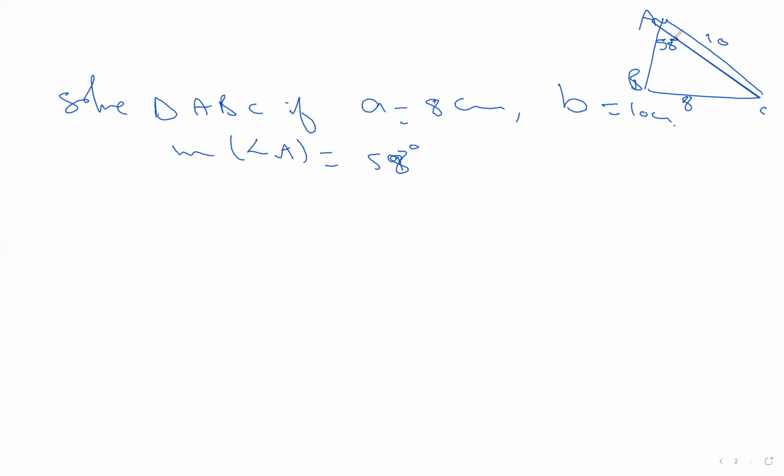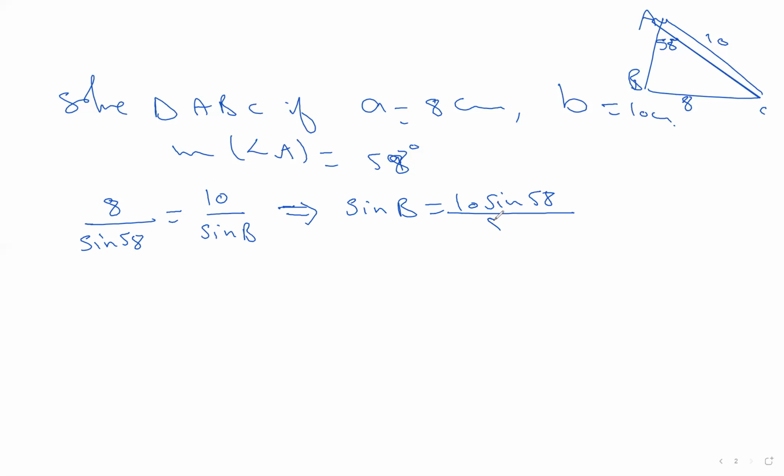Use the closed ratio. Closed ratio means the numerator and denominator are both in the given. So 8, which is a, over sine 58 equals b, which is 10, over sine B. From this step, we are going to find the measure of angle B. Then sine B equals 10 sine 58 over 8. Use a calculator please to find the result.